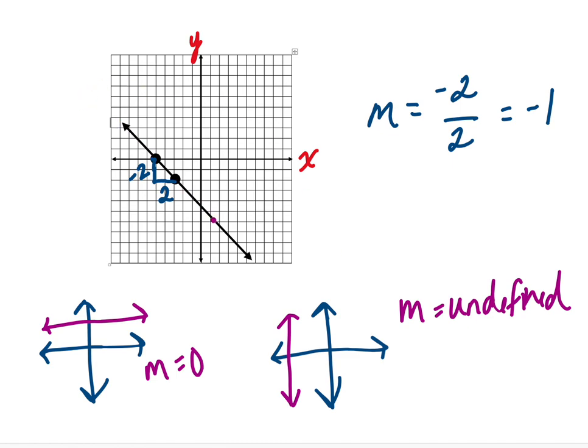So if my line is decreasing, I know it's going to have a negative slope. If I had an increasing line, it would be positive. My horizontal lines will always have a slope of 0, and they would be in the form of y equaling the number. And then my vertical lines will always have a slope of undefined, and my equation here would be x equaling a number.